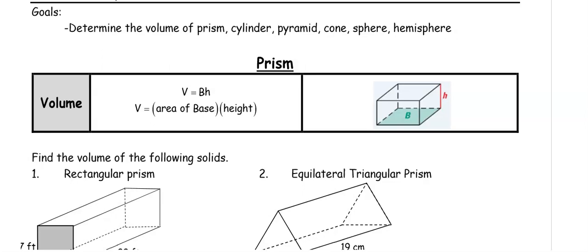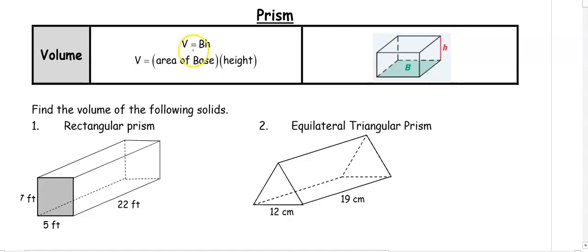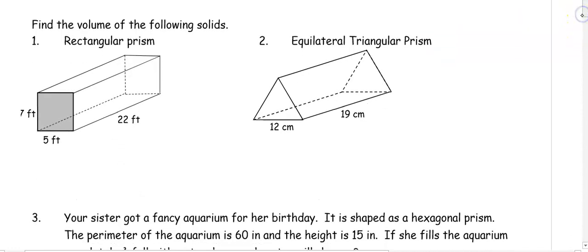This video is about determining the volume of a prism, cylinder, pyramid, cone, sphere, and hemisphere. So for a prism, your volume is base area times the height. The important thing to remember is that this B stands for the base area. So we have to find the area of a square, of a triangle, of a rectangle, of a hexagon, whatever our base shape is. So in number 1, we have a rectangular prism.